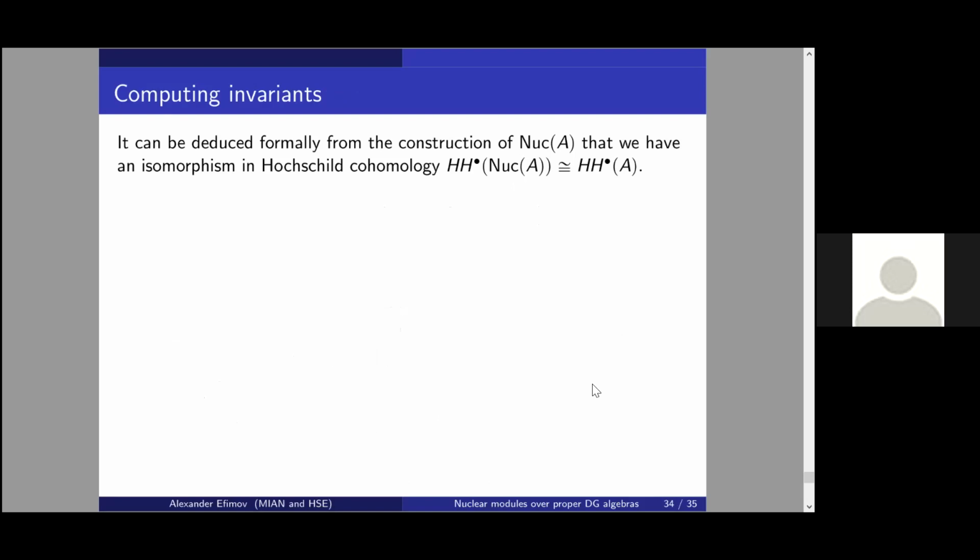Now, computing invariants again, it's not easy at all here, but at least there are some reasonable expectations. It can be deduced formally from the construction, similarly to the assertion about pseudo-perfect modules, that the Hochschild homology of this dualizable category is the same as the Hochschild homology of A. It's again some kind of renormalization, but in this dualizable framework. More generally, we have the same statement for internal Hom in dualizable categories, that this is the same as the Hochschild homology of A opposite tensor T.